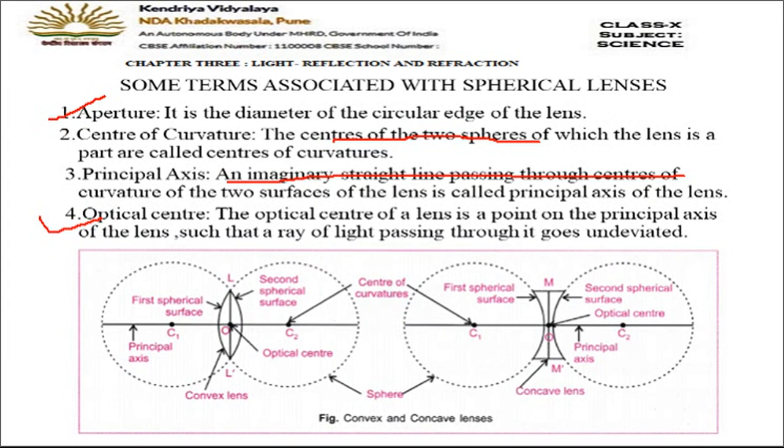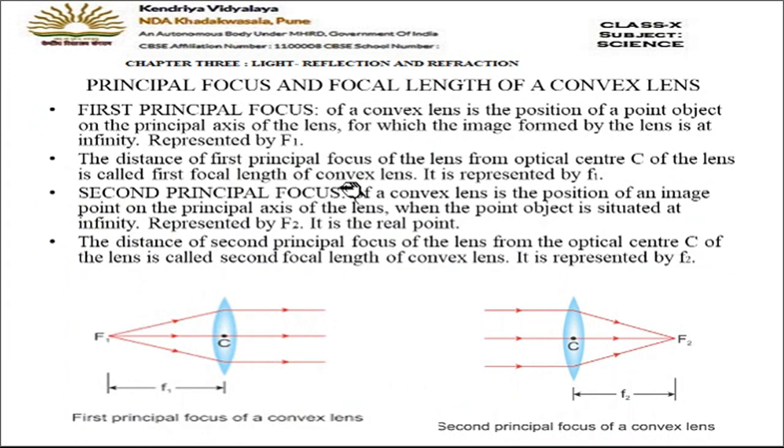Now the next topic is the principal focus and the focal length of a convex lens first. You have studied principal focus in the case of mirrors also, so let us see what the change is in the case of lenses. As we know, a lens has two centers of curvature. Similarly, a lens has two focus points also, one on either side of the surface.